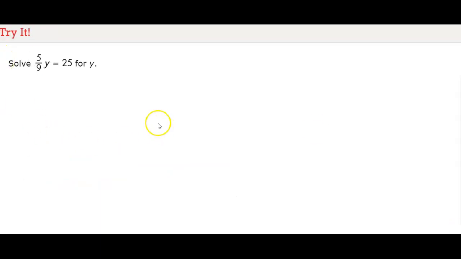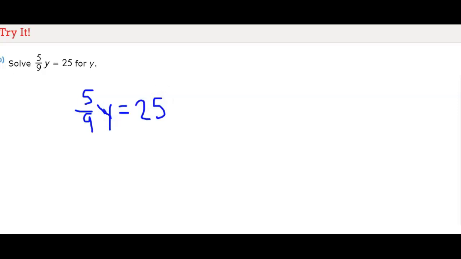Solve 5/9 times y equals 25 for y. Now we're going to try it ourselves. And so we want to get the y by itself. So first step is to rewrite the equation.